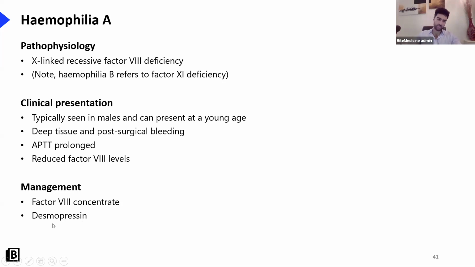Why desmopressin? It's a bit random to give desmopressin. What does desmopressin do in this context? It increases von Willebrand factor levels and it increases factor VIII levels. That will become a bit clearer later on. But basically, what desmopressin does is increase factor VIII levels.